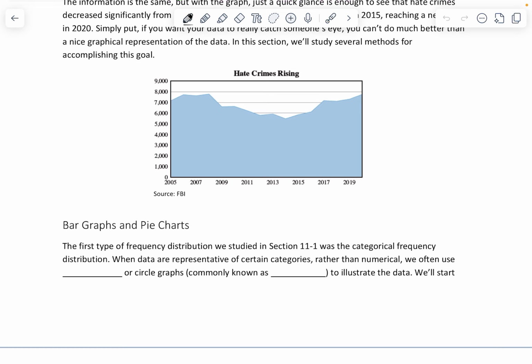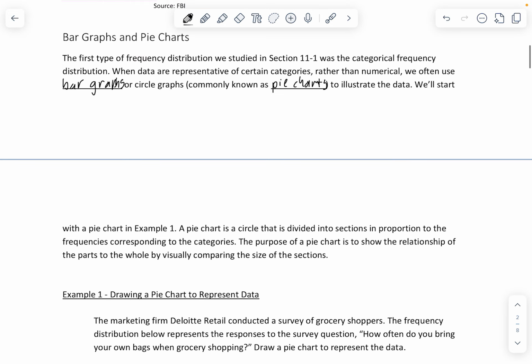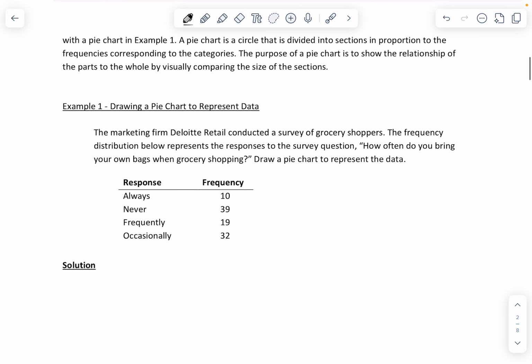The first type of frequency distribution that we studied in section 11.1 was the categorical frequency distribution. When data are representative of certain categories rather than numerical, we often use bar graphs or circle graphs, which are also commonly known as pie charts, to illustrate the data. Let's take a look at these tools, and we'll start with a pie chart in our first example here, example 1.